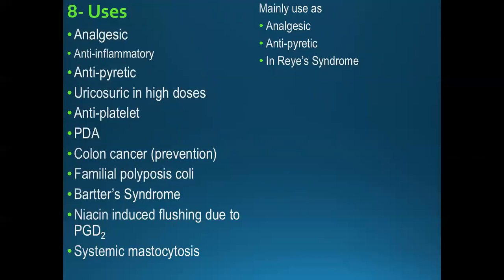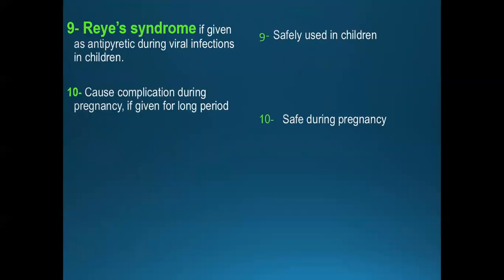However, paracetamol is mainly used as an analgesic and antipyretic. You see, aspirin can cause Reye's syndrome if given as an antipyretic during viral infections in children. However, paracetamol can be safely used in children. Aspirin can cause complications during pregnancy if given for a long period of time. However, paracetamol is safe during pregnancy.